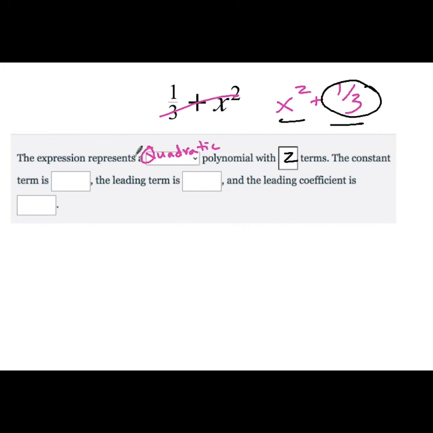The constant term. This is the constant term. So the one without a variable. The leading term is right here, the first one. And the leading coefficient of that term is the number in front of here. If you don't see a number, it's 1, not 0. It's 1 because it's a multiplicative identity. 1 times x squared would make this just x squared. If you said it was 0, 0 times x squared is 0, and that would erase this term. So mathematically, that would not be correct.